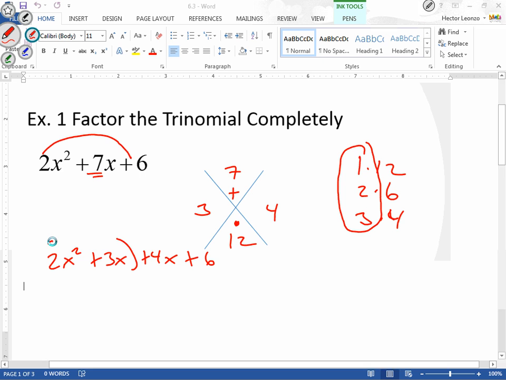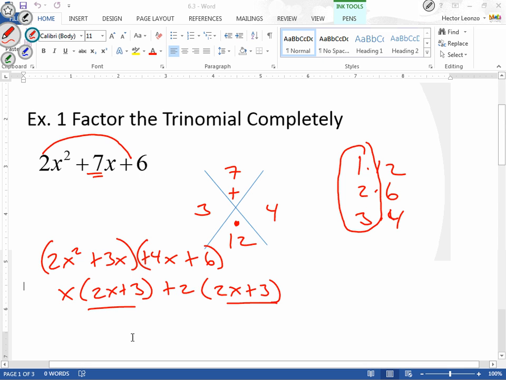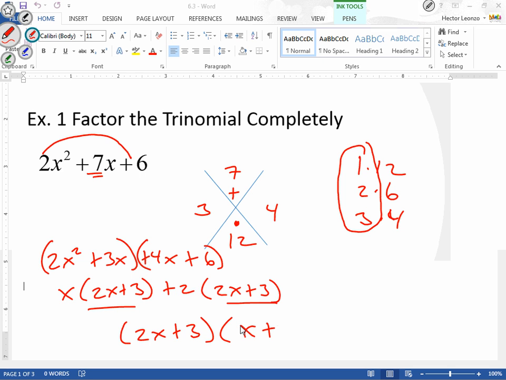Now I can go grouping. 2x squared plus 3x, let me factor out an x. So I'm going to have 2x plus 3. On the second group, 4x plus 6, let me factor out a 2. So I'm going to get 2x plus 3. I see a common parentheses, which is what I was expecting. So 2x plus 3 is one of my factors. The other factor is going to be x plus 2.